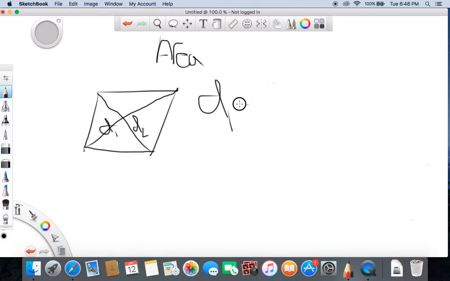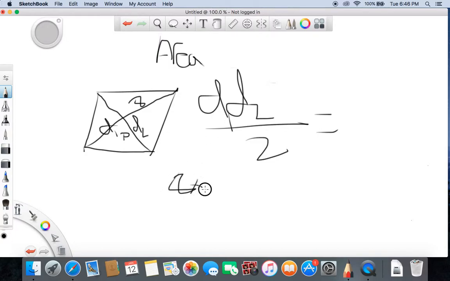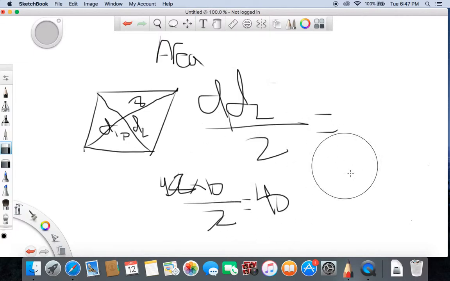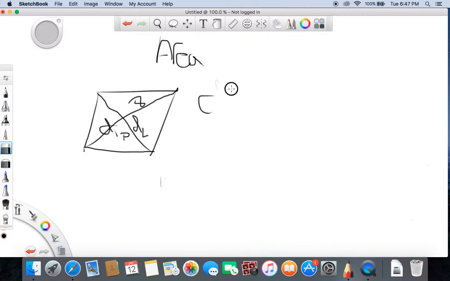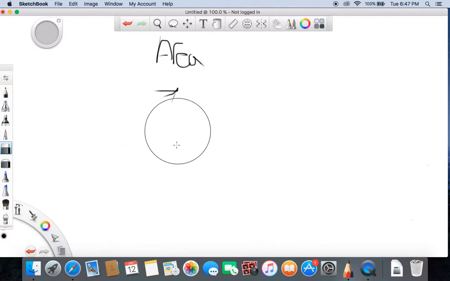So D1 times D2 over 2. Let's say D1 is 8 and D2 is, I don't know, 10. It would be 10 times 8 over 2. And since you're multiplying the 2 in the numerator, you can just do something like that. That's 40. That's basically how you solve the area of a rhombus. Now if you have to find the diagonals, then you have to use whatever formulas you have to use to find them.